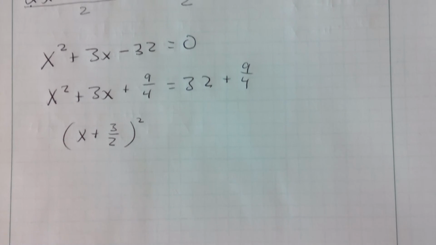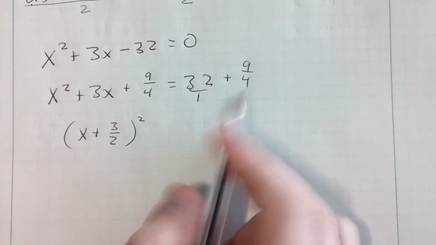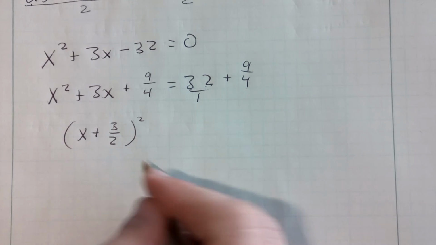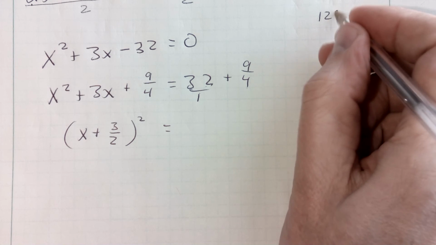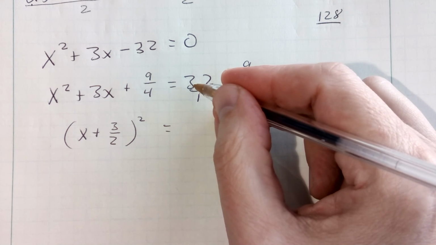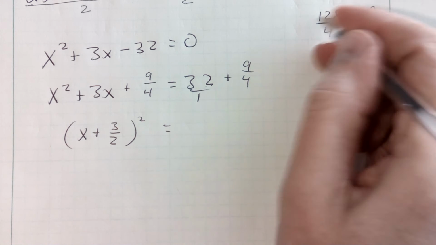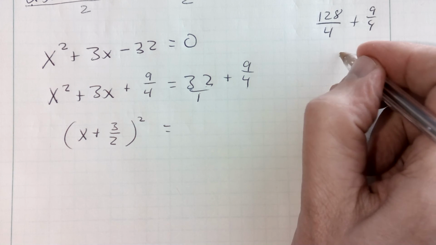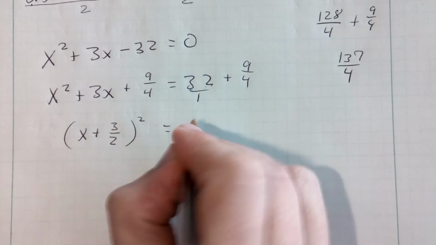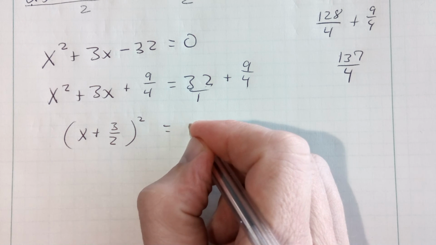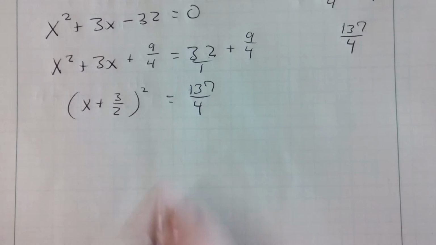Now, again, I got fractions. I got to get a common denominator of 4 when I add those two together, because I got to add them. And I'm going to have, let's see, 32 times 4 is 128 over 4 plus 9 over 4. 128 plus 9 is going to be 137 over 4. Now I can square root both sides.